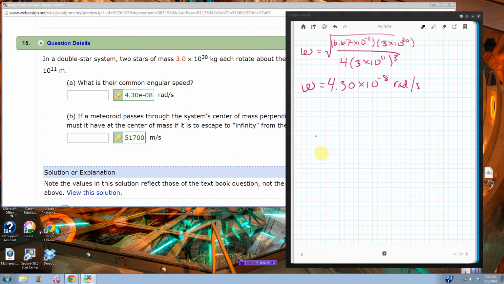That means you're kind of looking at this where this is one star, this is another star, and they're orbiting each other, flat. You're looking at it edge on. So their center of mass is here, and the meteoroid is going like that.